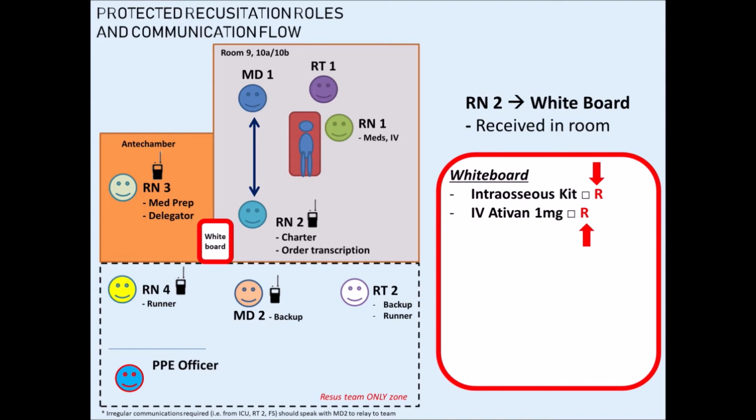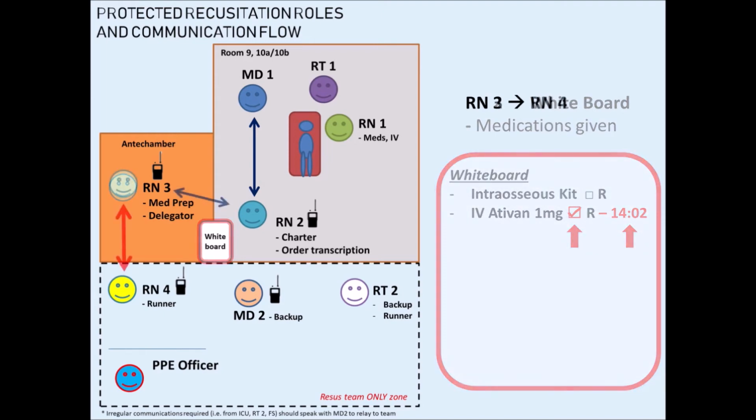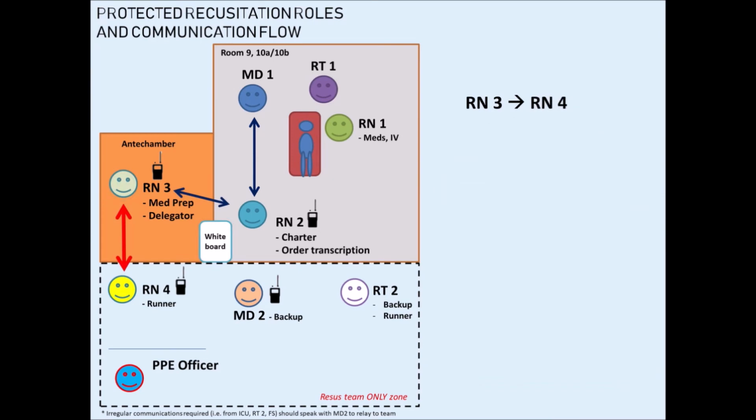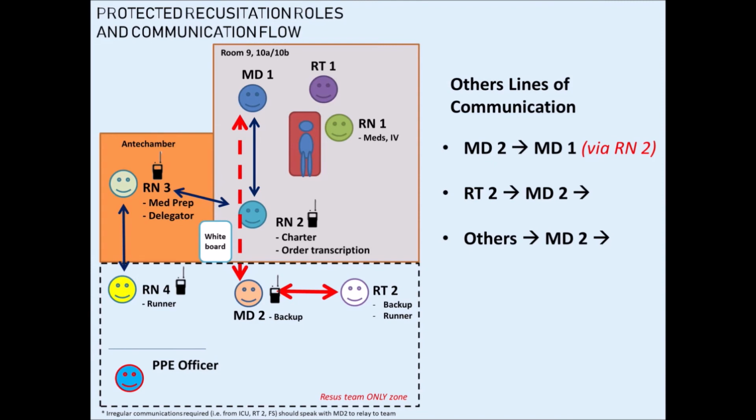Once the item or medication is given, RN2 will check the box and note the time it was given. As a pearl, RN1 can help by announcing the time the medication is given, which will prompt RN2 to check it off and offload RN2 from noting the time. RN3 will then communicate with RN2 that they understand the order for closed-loop communication. If RN3 does not have the item in the antechamber, they will notify RN4 to obtain or to prepare the missing item. Finally, the last line of communication lies with MD2 outside the room.